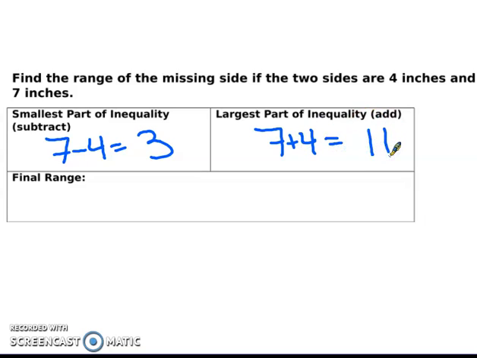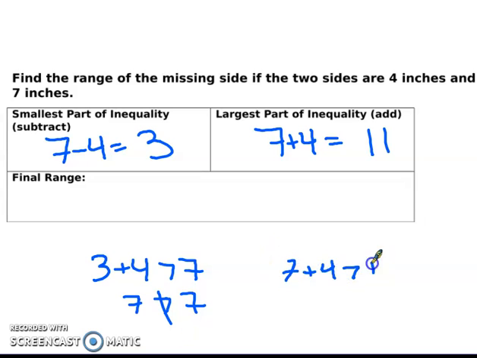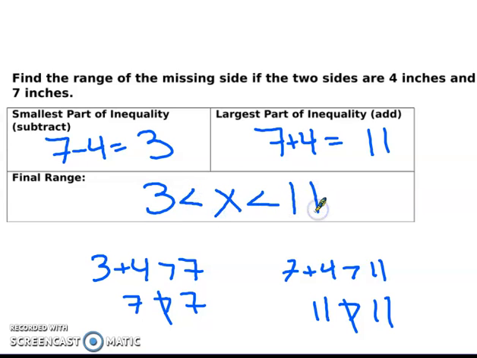You get 11. Again, it can't be equal to, because if I plug those numbers in and let it be 3, 3 plus 4 needs to be bigger than 7. Well, 7 is not equal to 7. If I use 11, 7 plus 4 has to be bigger than 11. 11 is not greater than 11. So my range is 3 is less than x, which is less than 11. That means any number between 3 and 11 would work. That does not include 3 and 11, though. Make sure you do not put that equals line underneath your inequality symbol.